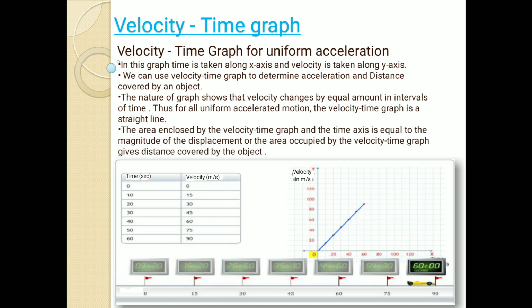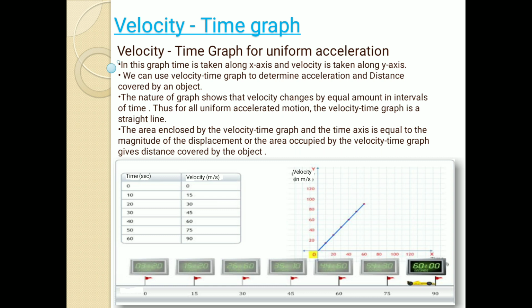So the next point is, I told you what the uses of this graph are. We can find out acceleration as well as distance covered. Look here, the area enclosed by the velocity time graph and the time axis is equal to the magnitude of displacement. Magnitude of displacement is nothing but the amount of displacement or distance covered by the object. So how do we find displacement? Displacement is equal to velocity into time, right?